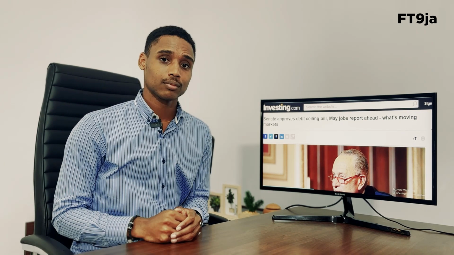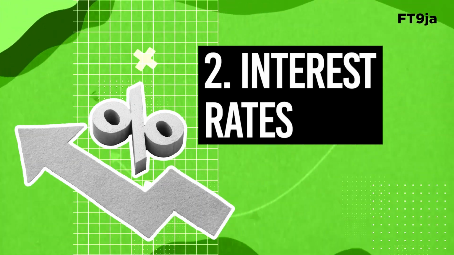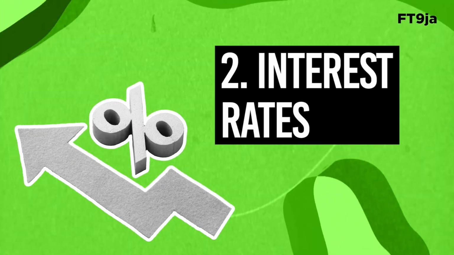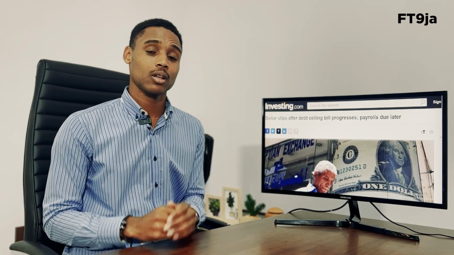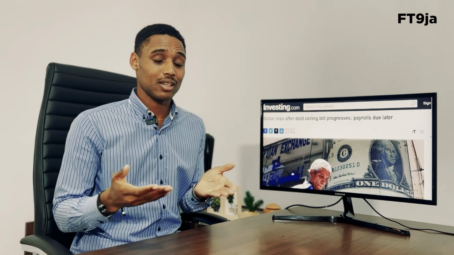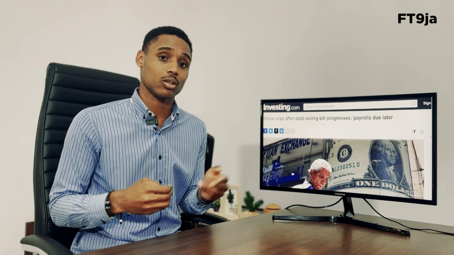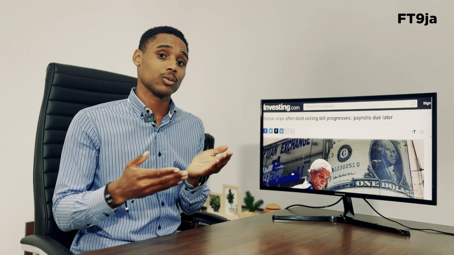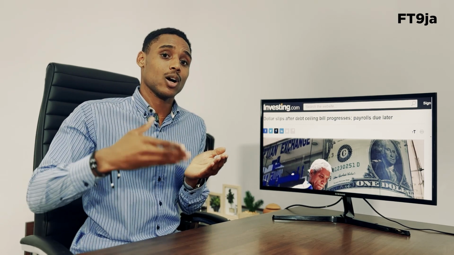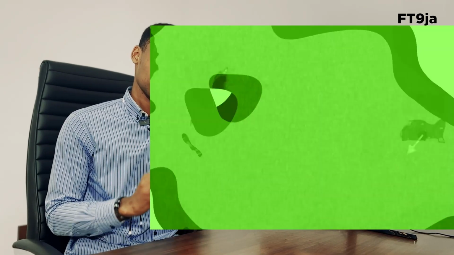The next factor is interest rates. If interest rates are rising, this is a bearish indicator for the price of gold. Why? Because gold, as an asset, as an investment, doesn't return as high as other risky investments like bonds or stocks. So therefore, when interest rates rise, gold is going to look like a very unattractive investment, therefore bringing down the demand for gold and its price.